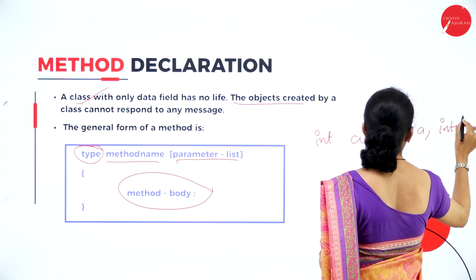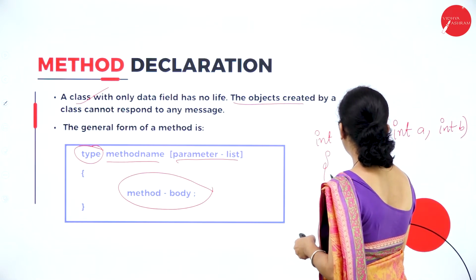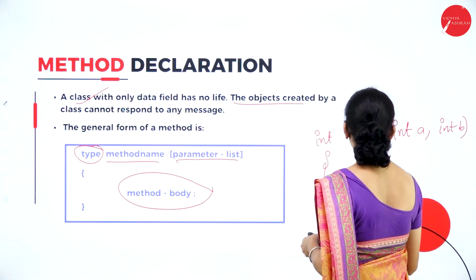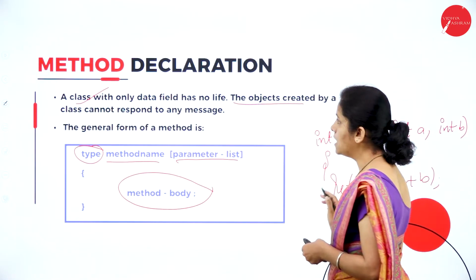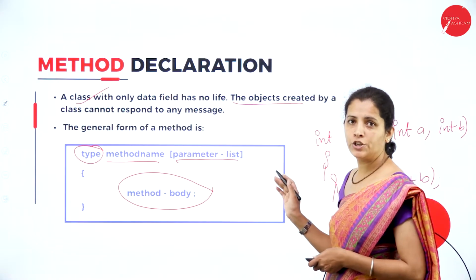So here it is, the parameter. Now I'm going to return a plus b. Okay, this is the example for method declaration.